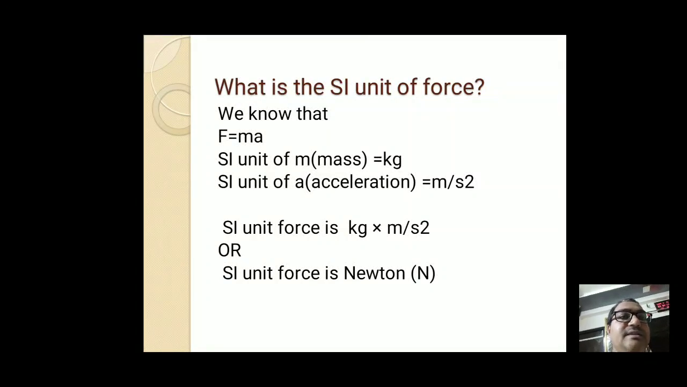So let's understand this way, that we know that F is equal to ma. Here we have to keep the SI unit of both these quantities, mass and acceleration. The SI unit of mass is kg and the SI unit of acceleration is meter per second square. So we have to multiply both the units. So the SI unit of force is kg into meter per second square, or we can say that the SI unit of force is Newton. So Newton is equal to kg into meter per second square.